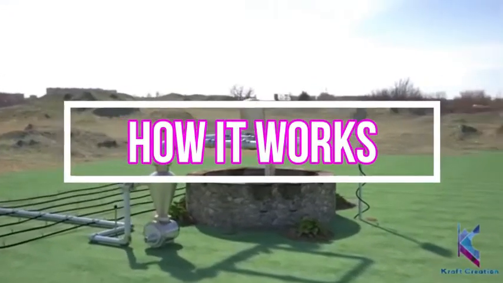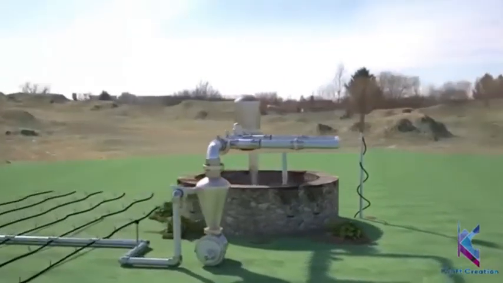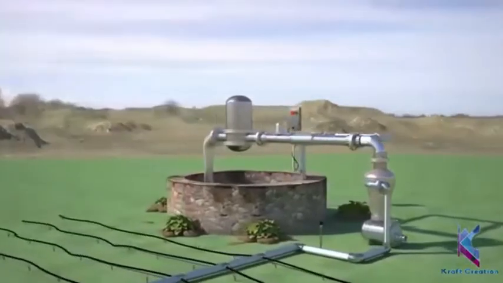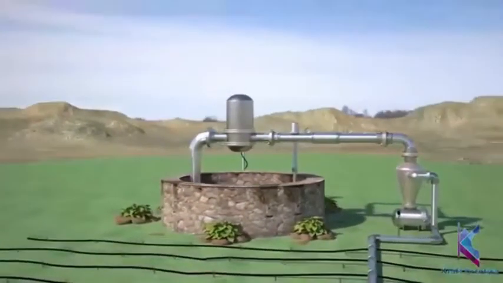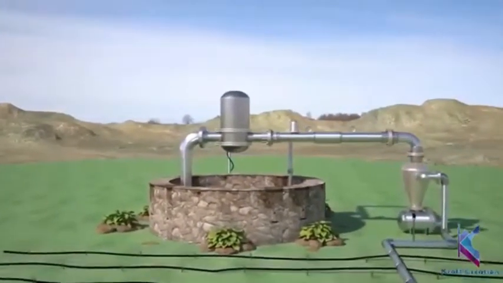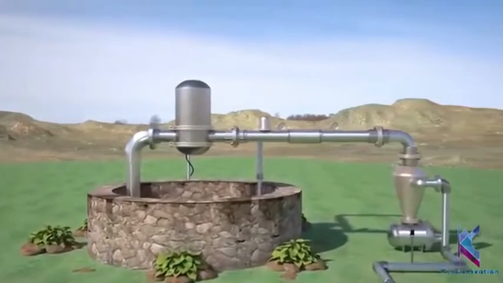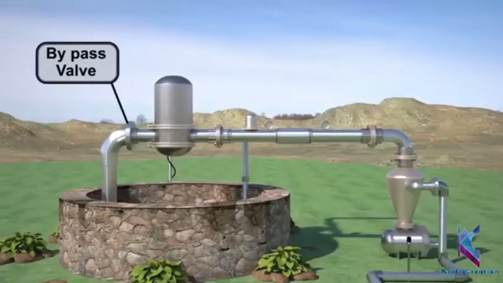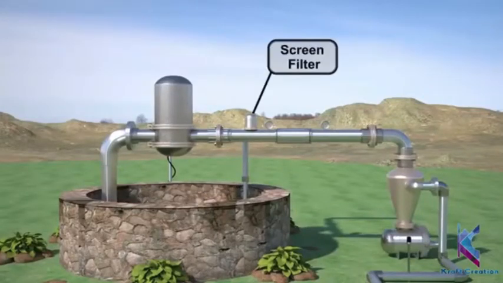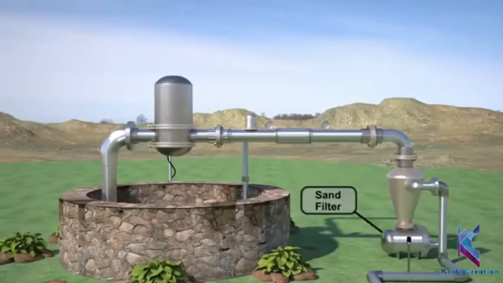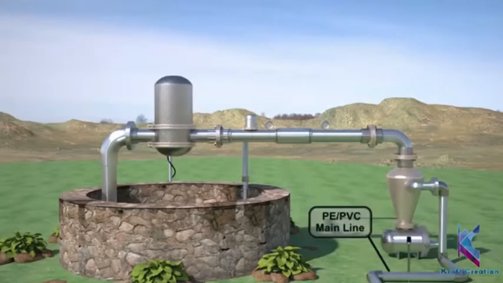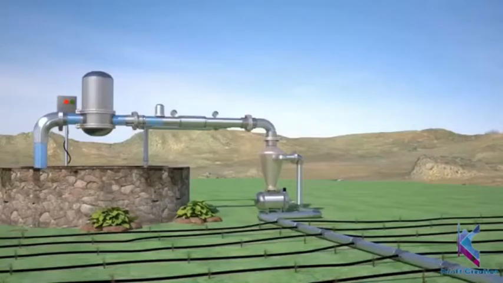How it works. The subsurface drip distribution system distributes wastewater through a system of tubing with flow regulating emitters. The tubing can be installed at various depths below the ground surface. The pump tank stores the treated wastewater until it is dosed. A high head pump delivers the water from the pump tank through the filtering device to the drip distribution system.